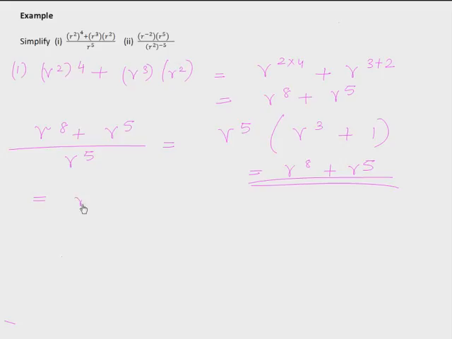So this becomes R raised to 5, R raised to 3 plus 1 over R raised to 5. I can cancel out the R raised to 5. I'm left with R raised to 3 plus 1. That's my answer. What about part 2?